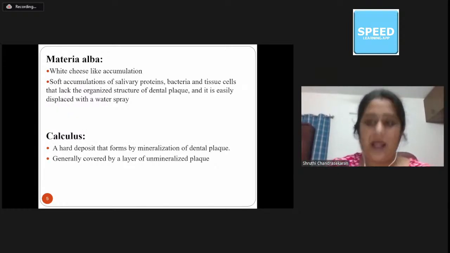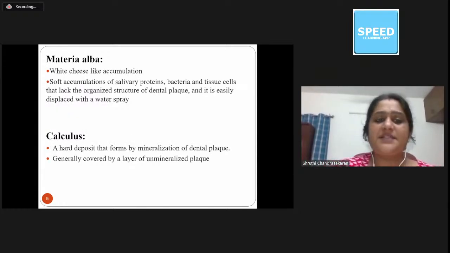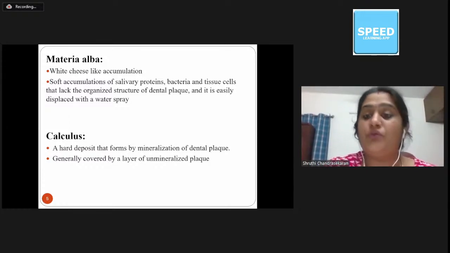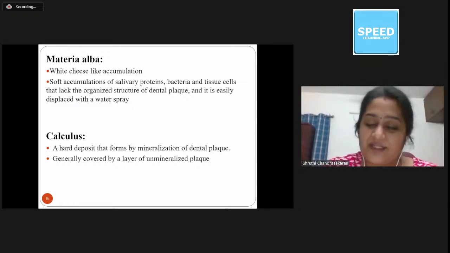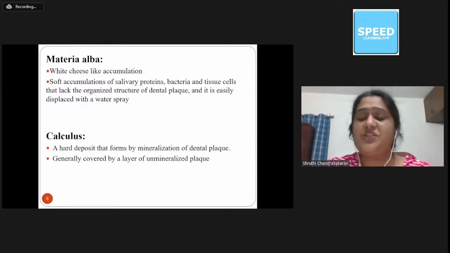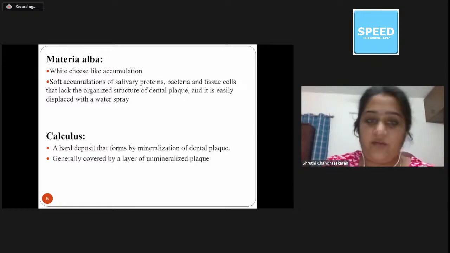Next is materia alba. Materia alba is a white cheese-like accumulation. The difference between plaque and materia alba is that materia alba can be removed using a water spray. Then there is calculus. Calculus is a hard deposit that is formed by the mineralization of dental plaque. A plaque which is left for a long time can get mineralized because of the salivary glycoproteins and start forming calculus. The calculus is always covered by a layer of unmineralized plaque, which can later mineralize again to form a hard layer of calculus.